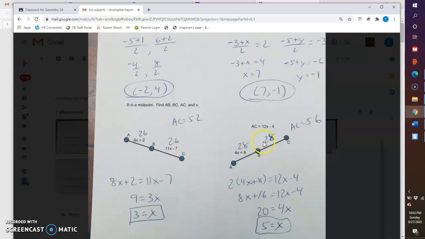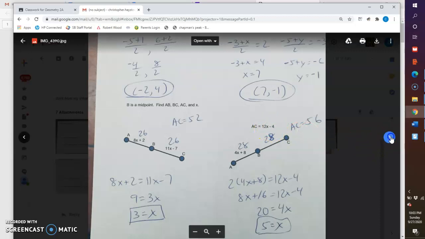Here, 4x plus 8, if I double it, because AB is 4x plus 8, BC also has to be 4x plus 8. So doubling 4x plus 8 gets me 8x plus 16, and that equals the whole line of 12x minus 4. Subtract 8x on both sides, add 4 on both sides, and my x equals 5. You plug that back in, you get 28 on both of these, and your AC becomes 56.